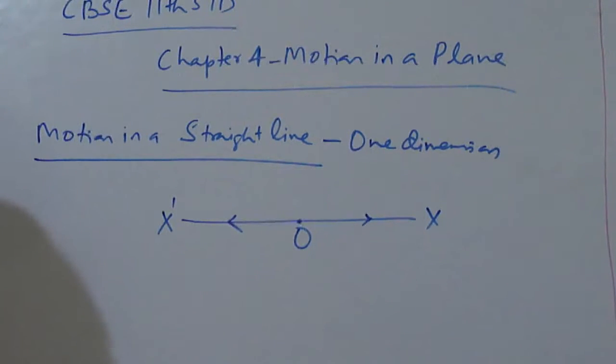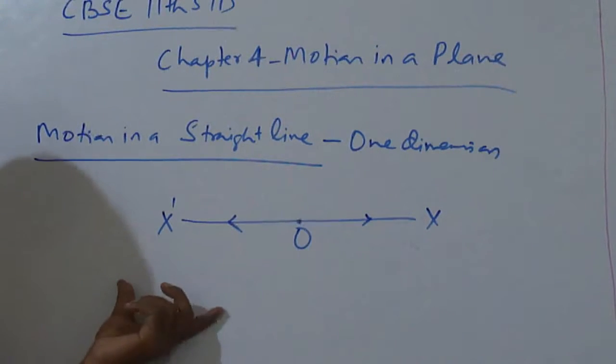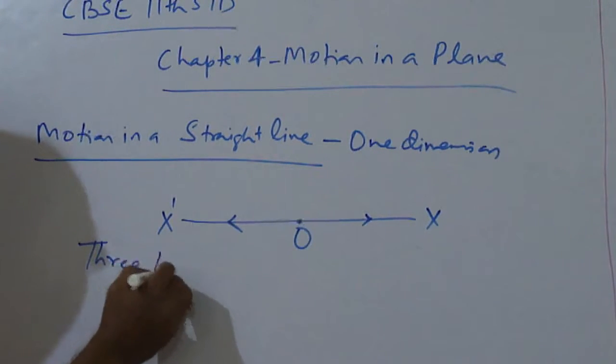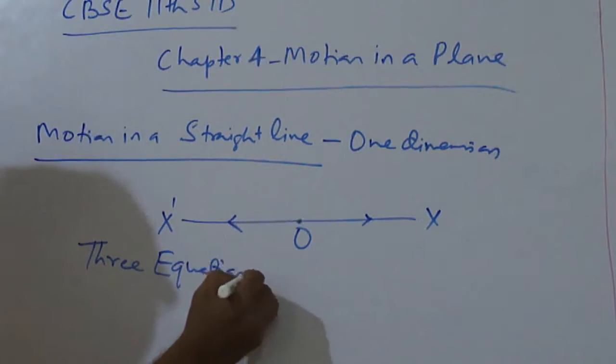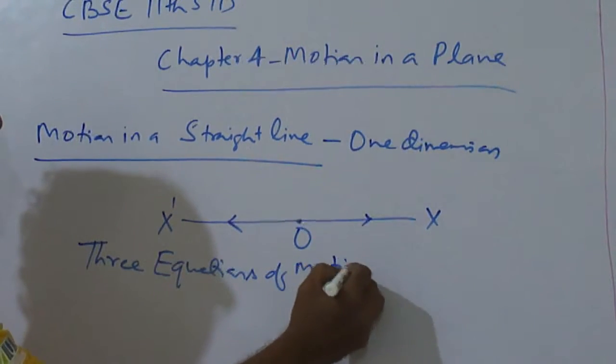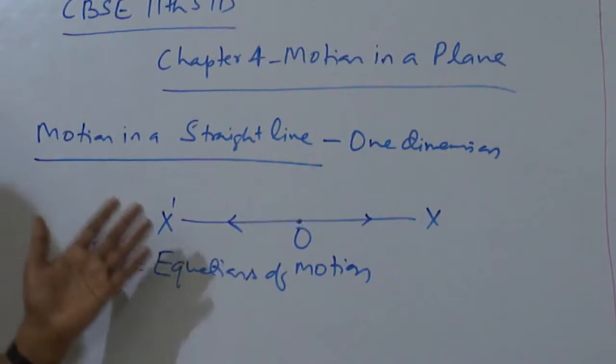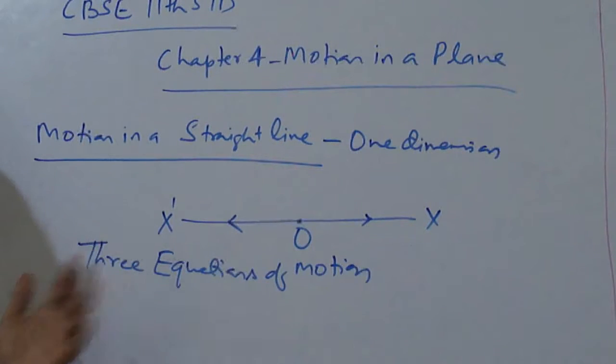In that motion in a straight line, we already studied about equations of motions. So we studied about 3 equations of motions, isn't it? 3 equations of motion, apart from discussing about displacement, velocity, acceleration. Okay, so we discussed about displacement, we discussed about velocity, we discussed about acceleration. We discussed about average velocity, we discussed about average speed. So all those things we have already studied. One more thing we studied, that is called deceleration.